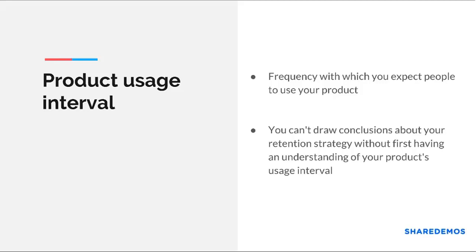So identifying the time interval at which 70 to 80% of your users have repeated the primary feature is your product usage interval. So you can't draw a conclusion about your retention strategy without first having an understanding of your product usage interval, because this is a critical piece before you get into that retention strategy.